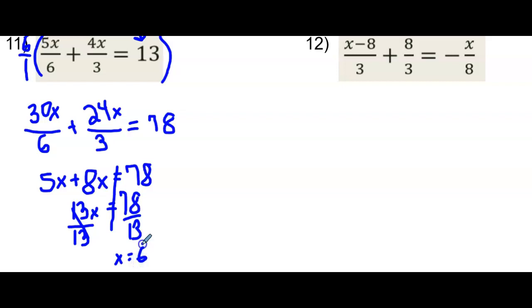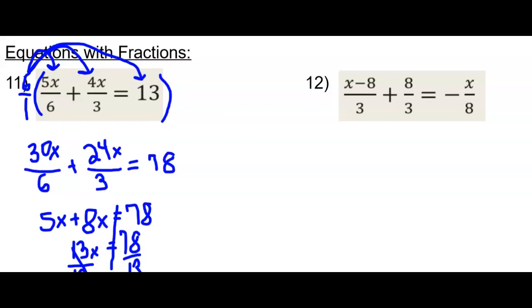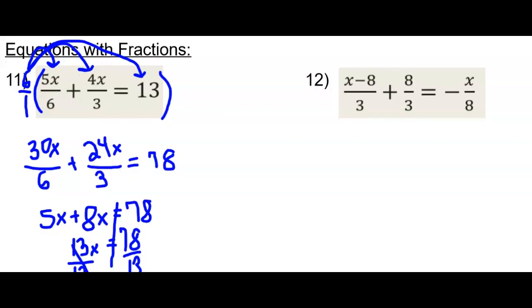Once again, make sure we're organizing our work. I'm circling my final answer. So the next problem, I'm going to get you started on it, then I'd like you to give it a shot. So 3 and 8. So if I count by threes, 3, 6, 9, 12, 15, 18, 21, 24, that's the first time it's a multiple of 8. So I'm going to multiply everything by 24 over 1.